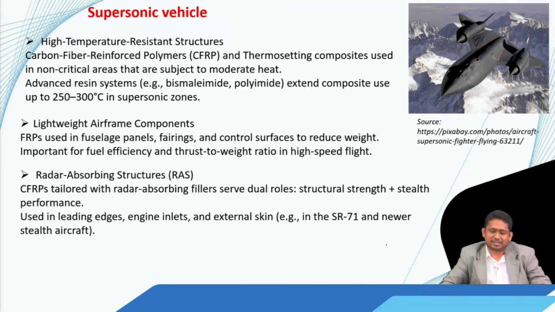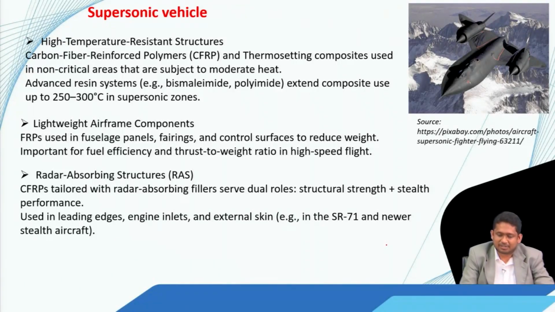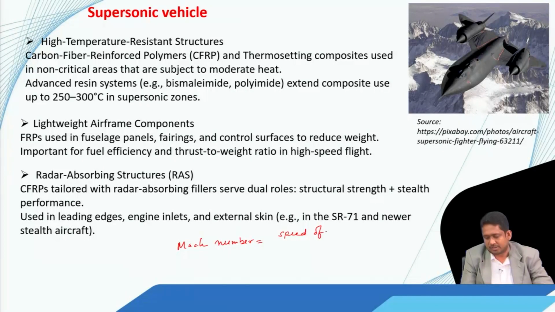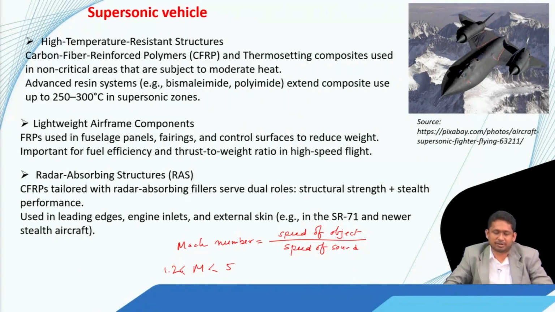Now comes supersonic and hypersonic vehicles, something which flies above the speed of sound. So, we have something called Mach number, which is the ratio of the speed of the object and the speed of sound. Supersonic means it has a Mach number of generally between 1.2 to 1.5.